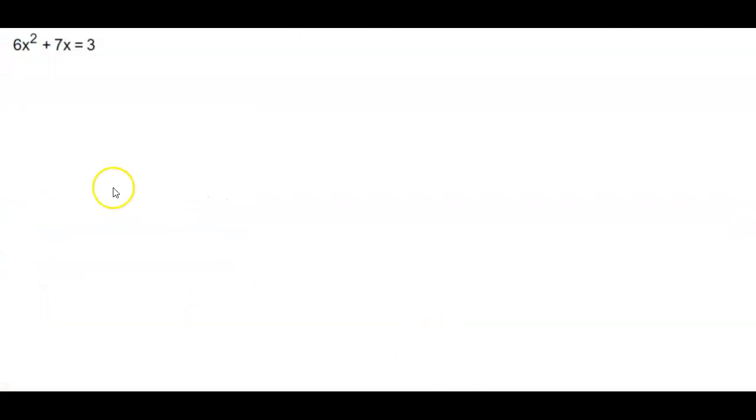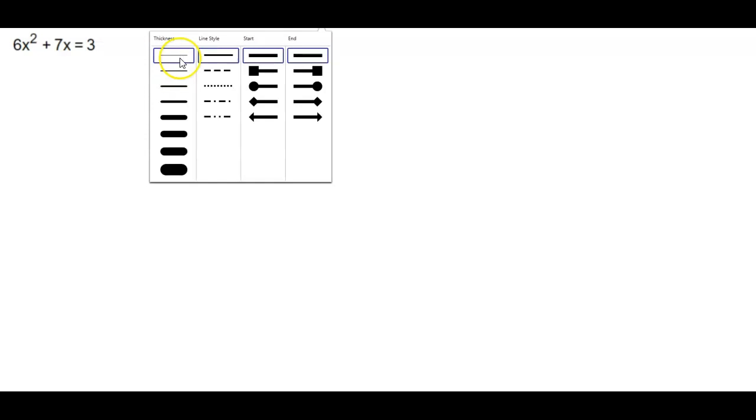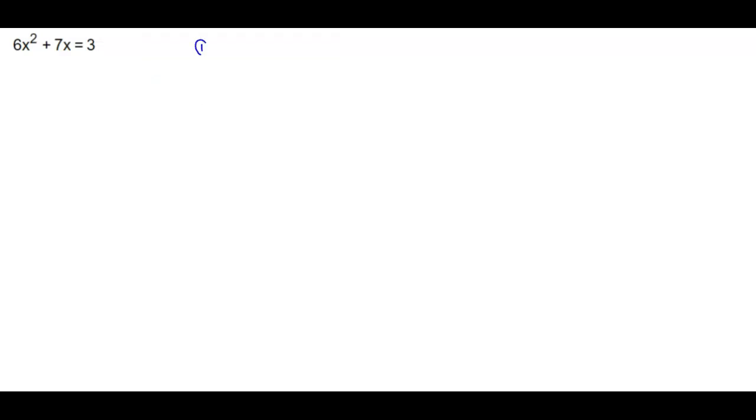So let's go ahead and begin. We have 6x squared plus 7x equals 3. Whenever we're completing the square, we always want to make sure that the variable terms are isolated on the left side of the equation, which they are, and then we have the constant on the right side. I left a blank space because we're going to complete the square by adding a letter n. But before we do that, we cannot have the leading coefficient be any number other than 1. In this case, it's 6.